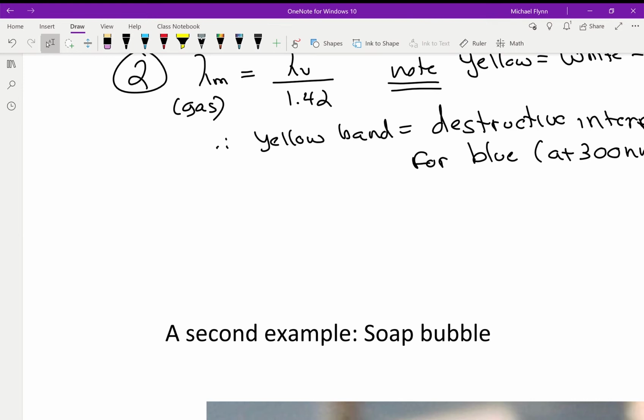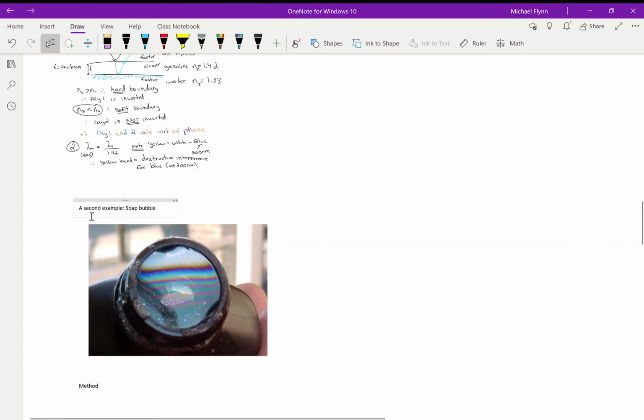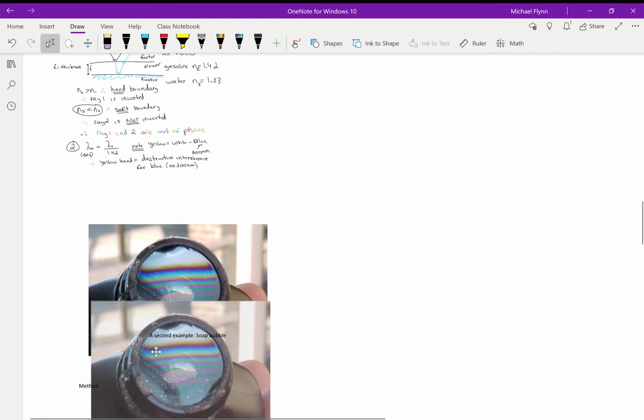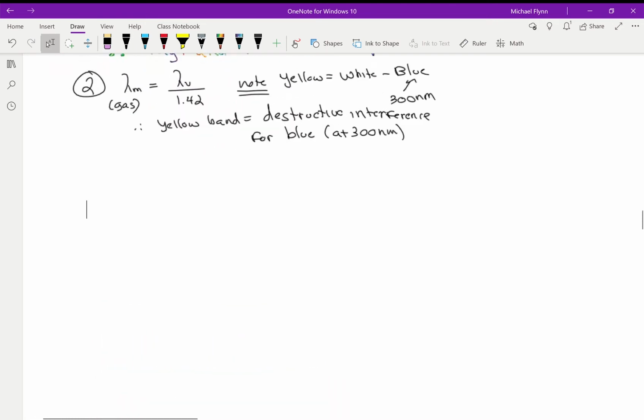Now, step 3, I didn't leave myself enough room. I got the soap bubble example coming up in a moment. I just need to make a little more room for myself. Just bear with me for a second while I move this. So let me move my soap bubble example down a little. Where's that? I'll fix that later.